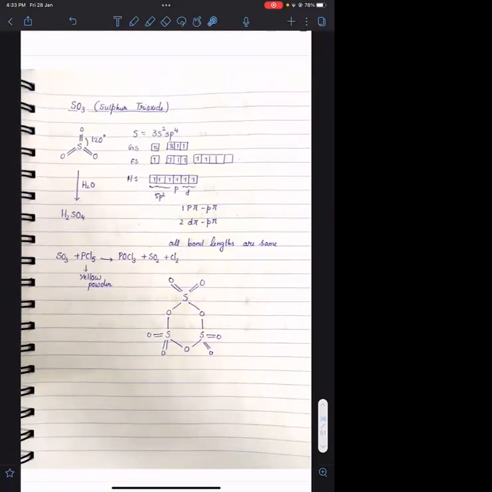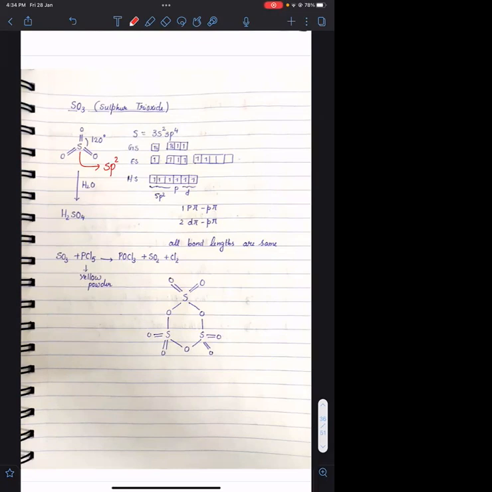SO3. In SO3, they ask about the nature of the bonds. What is the hybridization of SO3 first of all? Sulfur has 6 outermost electrons. All the 6 electrons are participating in bonding, so there is no electron left. The atoms are sp2.